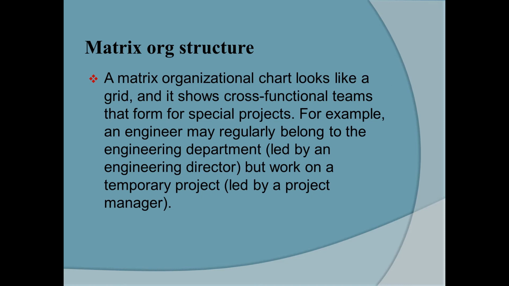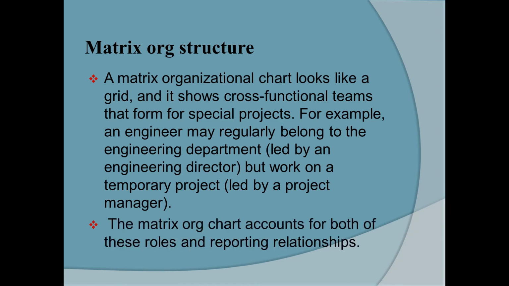So the meaning of this is that the top executives or the leaders could choose from any department because the organizational structure is in the matrix form. In here, the line of authority is not well defined because of that arrangement. The matrix organizational chart accounts for both of these roles and reporting relationships.